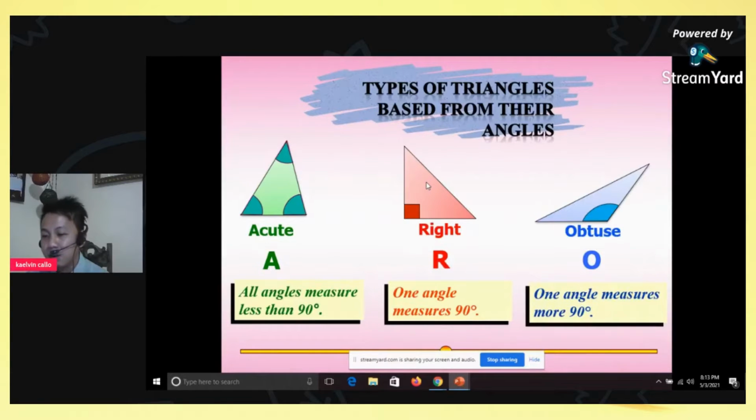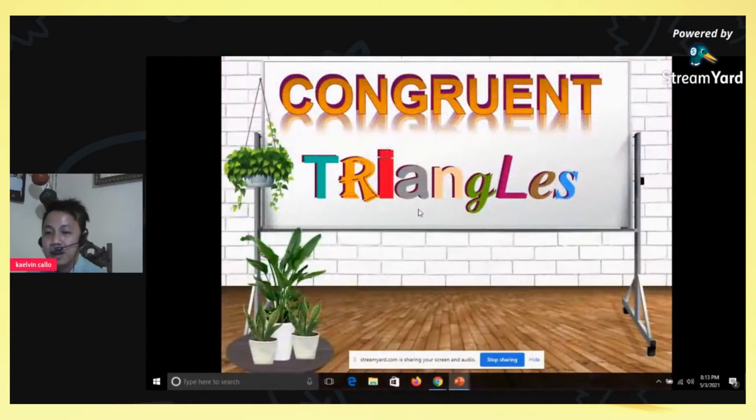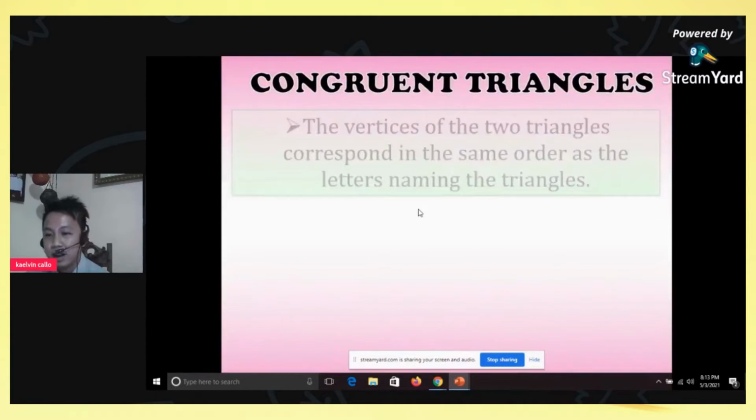And then the last one would be the obtuse triangle. One angle measures more than 90 degrees. Okay, for example, we have a 30 degree, 50 degree, 100 degree triangle. That is an obtuse triangle. Okay. Next topic, we have congruent triangles.